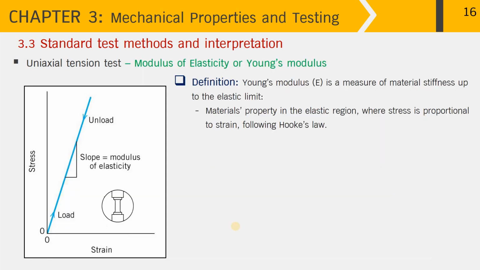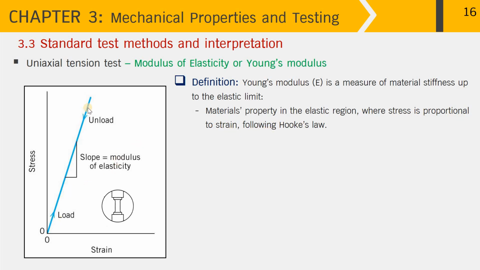So next, let's have a look at some parameters that we can get from testing a specimen under tension. First, when we're looking at the first bit of the graph, which is the linear portion, we can calculate, as I said before, the modulus of elasticity or the Young's modulus. The definition of Young's modulus is a measure of material stiffness up to the elastic limit, with capital E as the symbol.